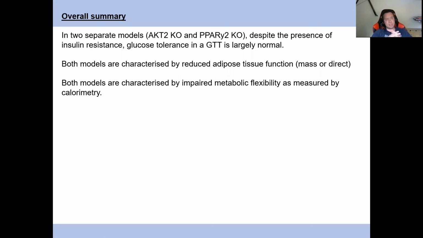So the overall summary: we've looked at 2 separate models. I think we've looked at 4 in total, but 2 we've looked at in detail, which is the AKT2 knockout and the PPAR gamma 2 knockout, both with impaired metabolic flexibility. Despite the presence of insulin resistance in both these animals, glucose tolerance in the GTT is largely normal, at least at a 1 gram per kilo dose. Both models are characterized by reduced adipose tissue function, either mass in the AKT or direct measures of adipose tissue function in the case of gamma 2, lipid clearance. And both models are characterized by impaired metabolic flexibility as measured by calorimetry.